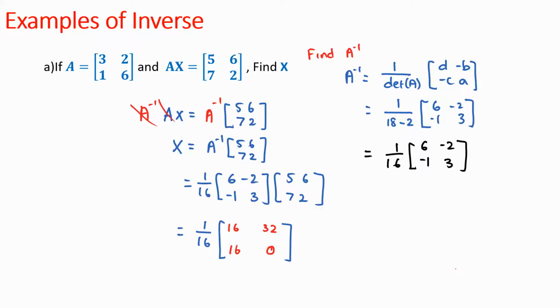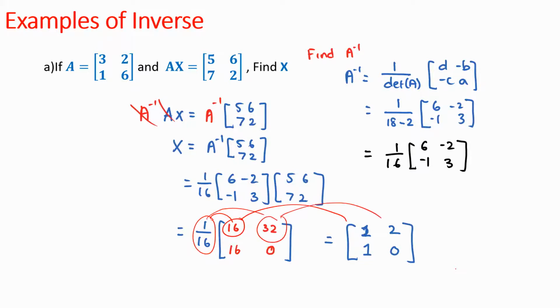And then finally, this is my 1 on 16. You can multiply every entry by 1 on 16. And we know that 1 on 16th of 16 is 1. 1 on 16th of 32 is 2. 1 on 16th of 16 is 1 again, and that's 0.